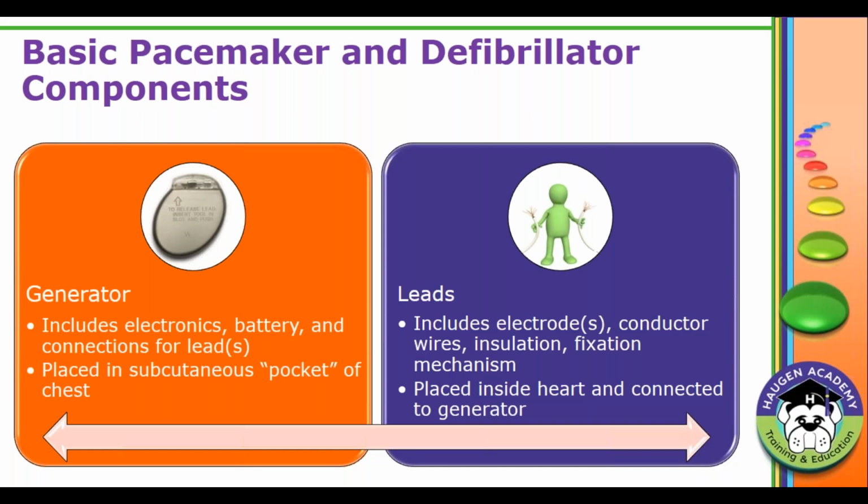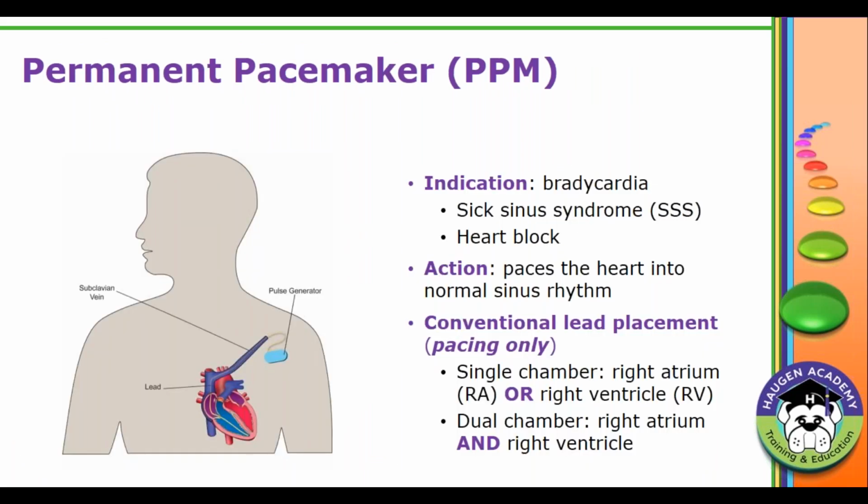So you have 2 pieces to both devices. You have a generator, and that generator includes all of the electronics, the battery, and the connections for the leads. And that is placed into a subcutaneous pocket that the physician creates in the chest area. And then the leads are the part that actually goes in the heart. And that includes wires, insulation, and fixation mechanisms. And when these are done in the cath lab, most of them are, those leads are placed transvenously. So they're advanced through the vein into the heart where they're anchored in place, and then connected to the device in the subcutaneous pocket. So you've got your leads and you've got your generator.